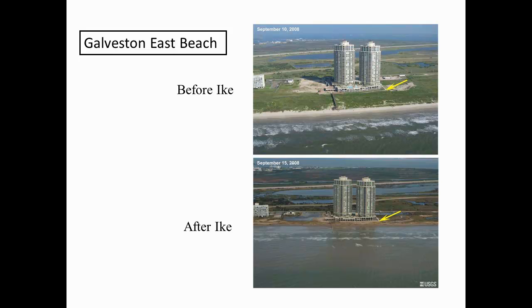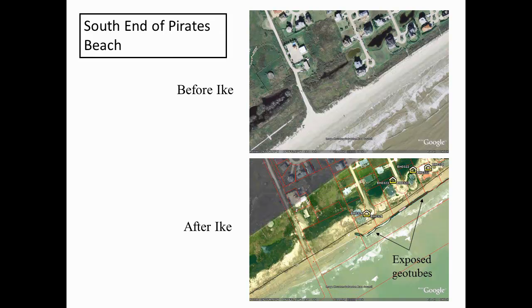Here we see the before and after pictures of Ike along each beach. If you look at the yellow arrow, you see just how much of the beach was devastated. And here we see before and after pictures of Ike. This is the south end of Pirates Beach. If you look at the bottom photograph, there are some exposed geotubes that were initially buried, but all that sand has since been removed.